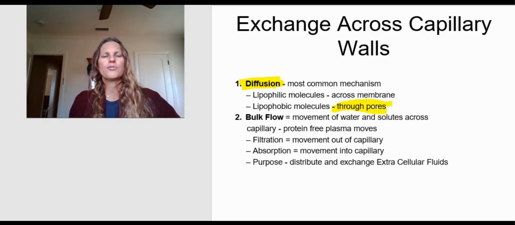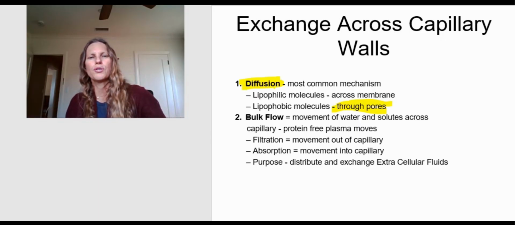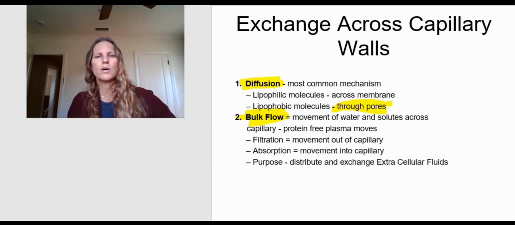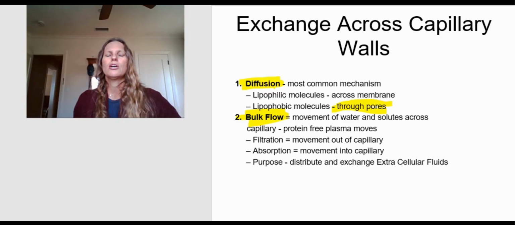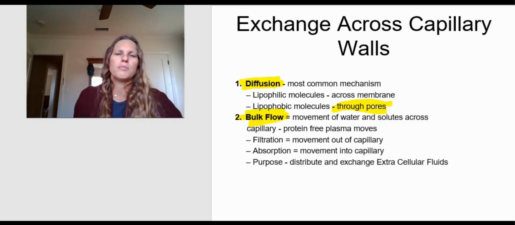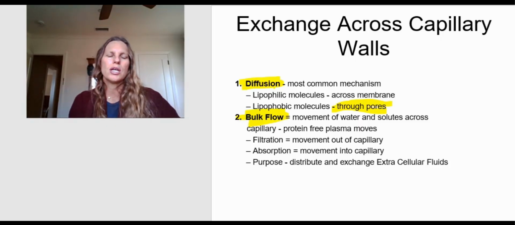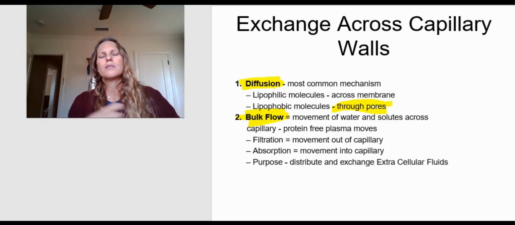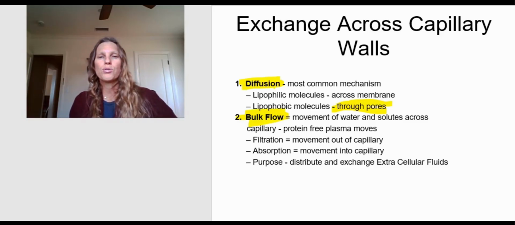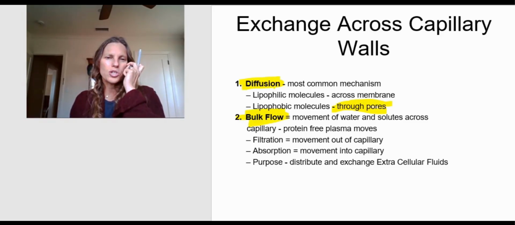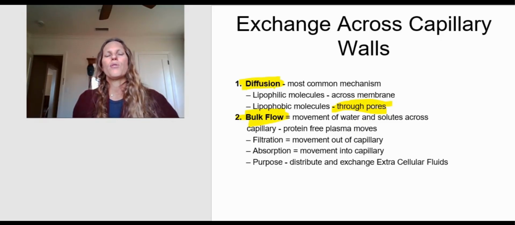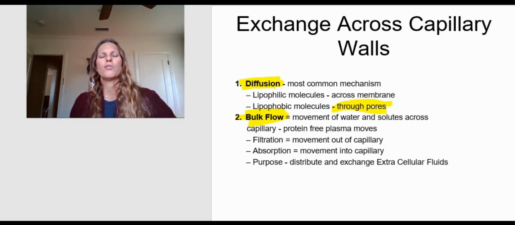Another type of flow is something called bulk flow. I believe we talked about this previously a long time ago as well. Bulk flow is just the mass movement of water and solutes across a capillary. So when we're talking about one thing specifically, or a few things specifically, we would be talking about diffusion. But when we talk about the mass movement of water and whatever's dissolved in that water across the capillary that can fit through the pores, that's called bulk flow. So the terms that fall under this heading of bulk flow are filtration and absorption.